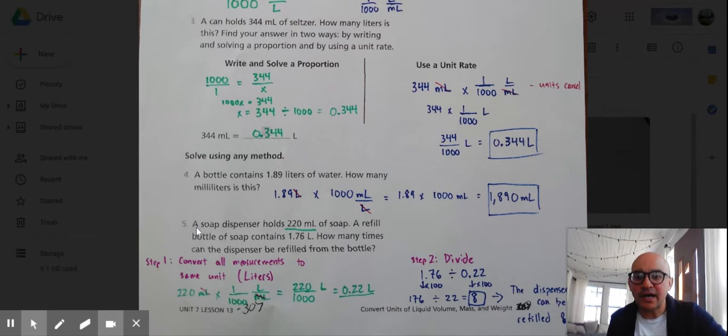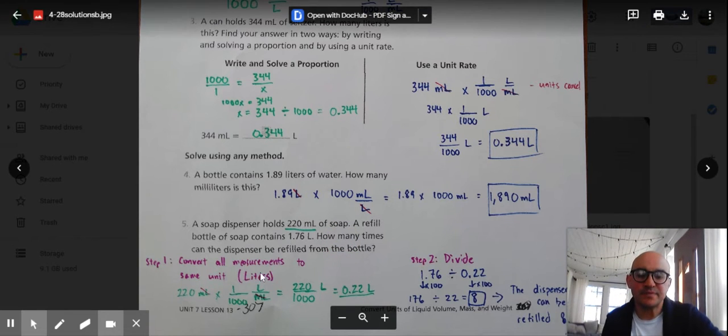Okay, problem 5. Problem 5 says a soap dispenser holds 220 milliliters of soap. A refill bottle contains 1.76 liters. How many times can the dispenser be refilled from the bottle? So what I immediately notice as I'm reading this is I have one measurement in milliliters and one measurement in liters. So my first step is to change one of these measurements to have the same unit.